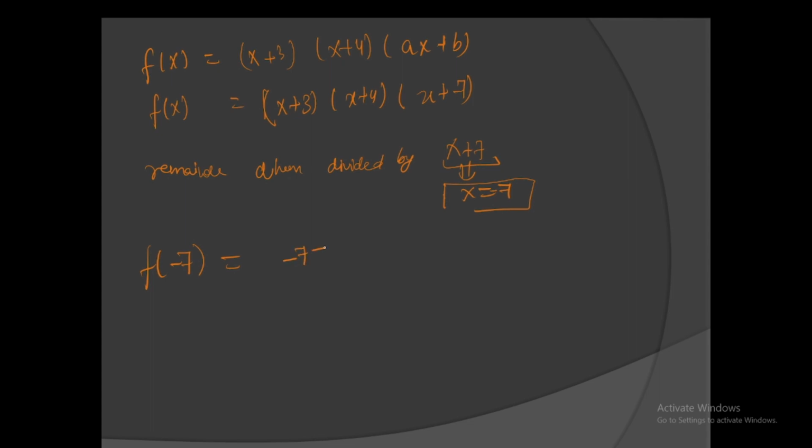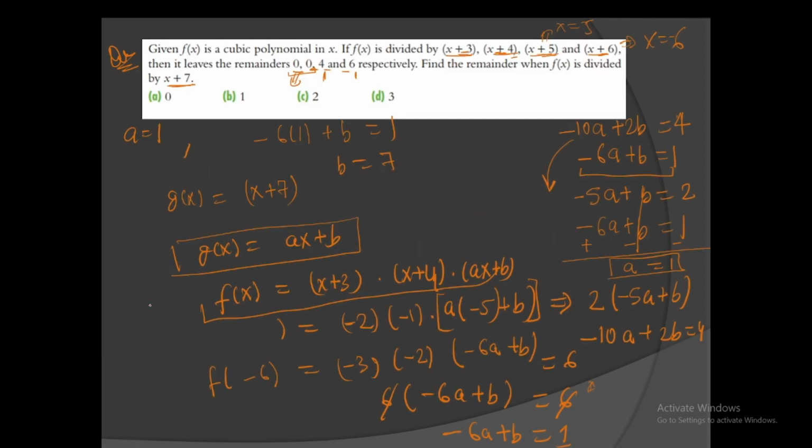So putting over here we get minus 7 plus 3 into minus 7 plus 4 into minus 7 plus 7, which is 0. Yeah, basically it is also a factor only, right? So from over here we get that the value of the remainder will be 0.